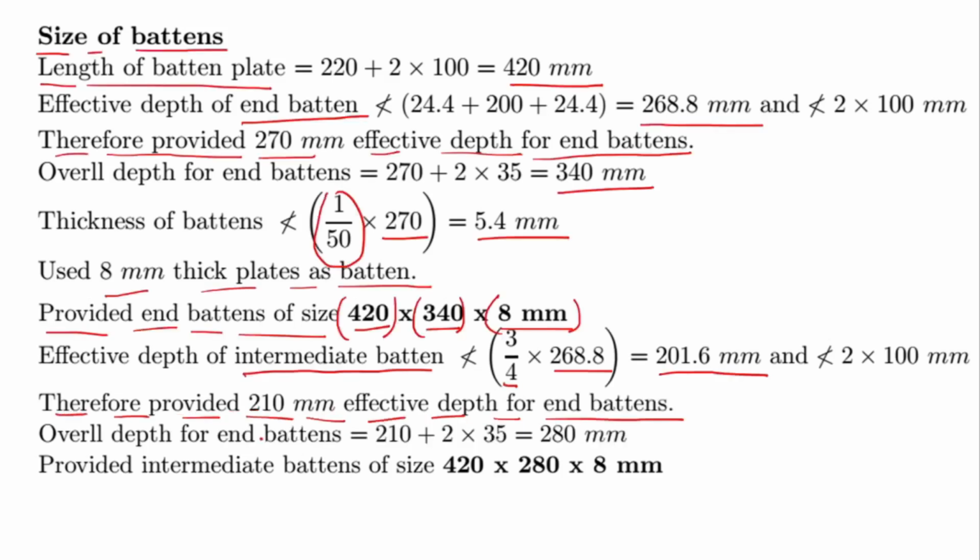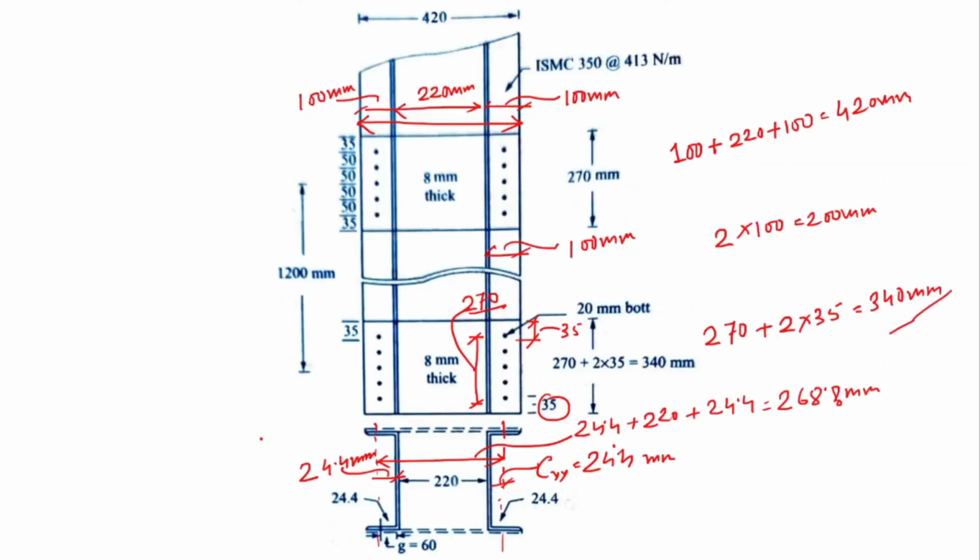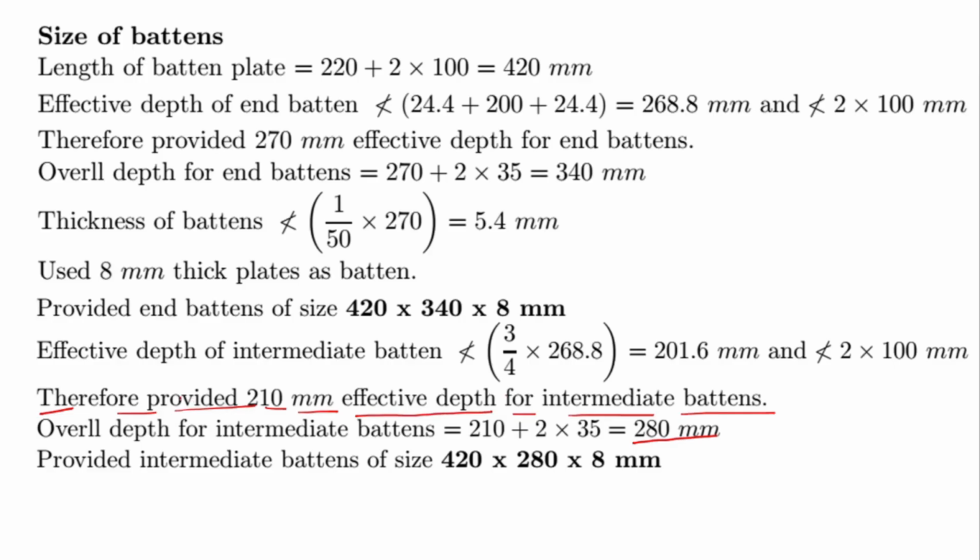Therefore overall depth, if I provide 35 mm as the edge distance like the end battens, for the intermediate battens, its overall depth will be effective depth 210 mm plus 2 into edge distance, that is 280 mm. Therefore provided intermediate battens of size 420 into 280 into 8 mm, where 420 is the length of the batten, 280 is the overall depth, and 8 mm is the thickness for the intermediate battens.